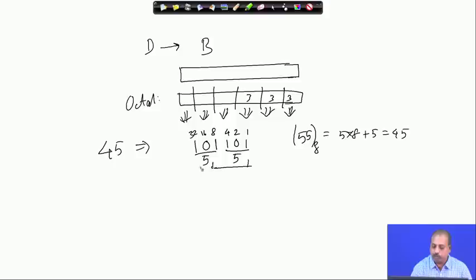So, this is one 4-bit group. Now, after that, this has got only 2 digits in it, 0 and 1, so you have to augment it by 2 more zeros. Okay. So, this is the next digit that you have.